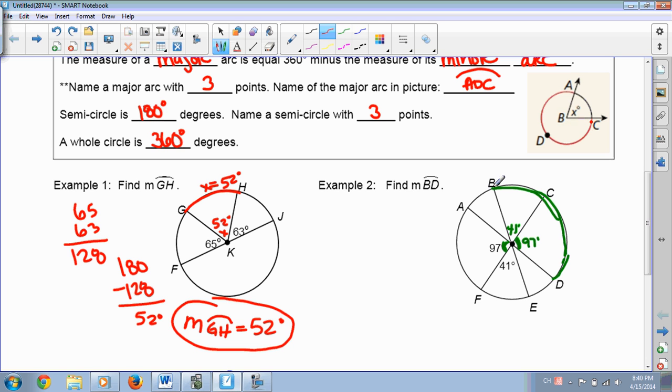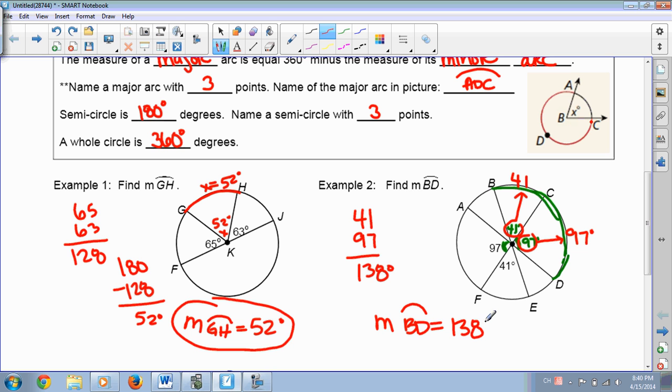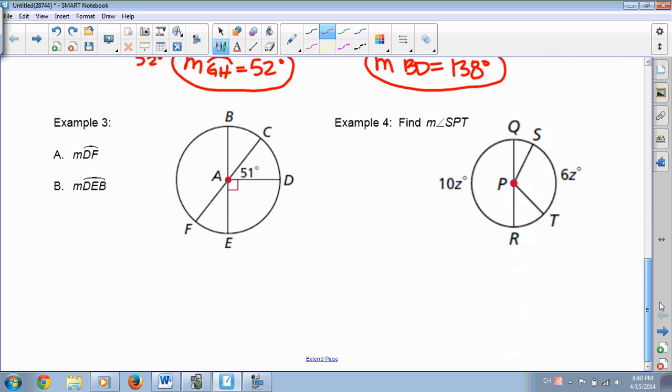So because our arc stretches from B to D, then these two angles are the same things as these arcs. So this is 41 degrees and this is 97 degrees. So the whole arc would just be 41 plus 97, which would be 138 degrees. So the measure of arc BD is 138 degrees. Okay, we're going to go ahead and save example 3 and 4 for class. So go ahead and turn your paper over to the other side.